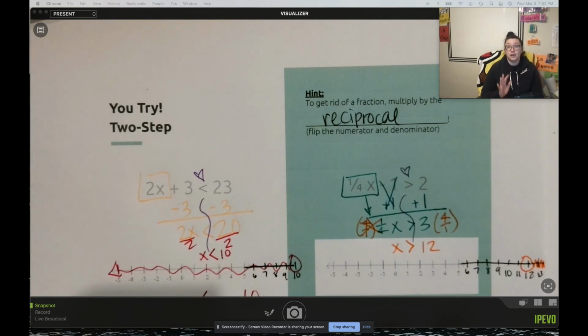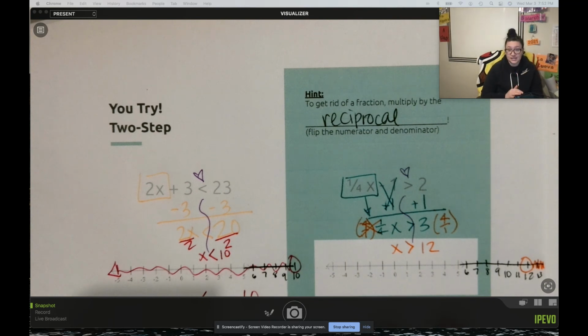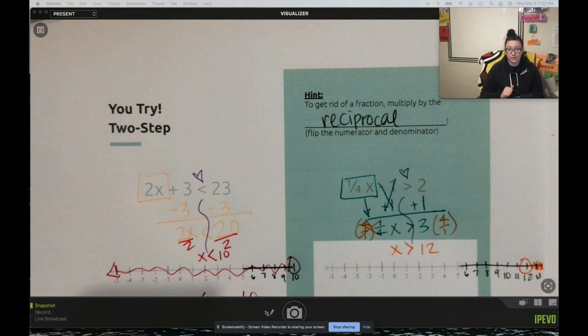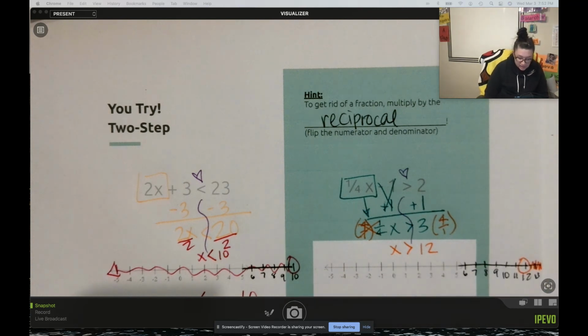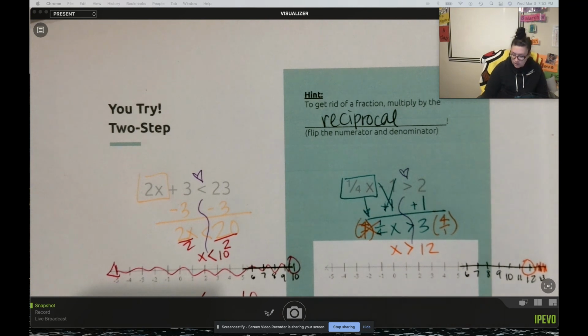Again, I apologize. Because I did not make number lines big enough, I need to make sure I'm checking these problems before I just throw on random number lines. So this first one, you should get that x is less than 10. Open circle because it's less than, and I shade everything to the left because the left side has the smaller numbers.